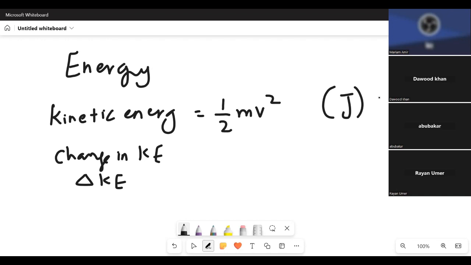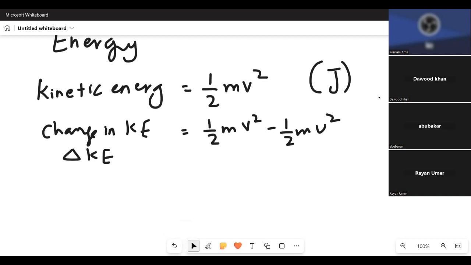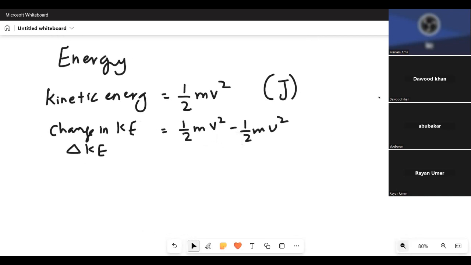Now this would be half mv square minus half mu square, provided v is bigger than u. If v is bigger than u, then you find the bigger kinetic energy first, then the smaller kinetic energy, and then subtract them.